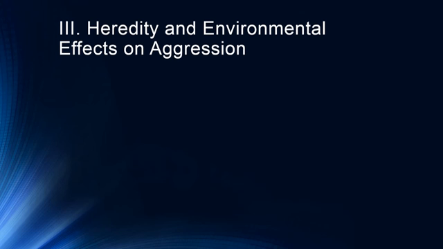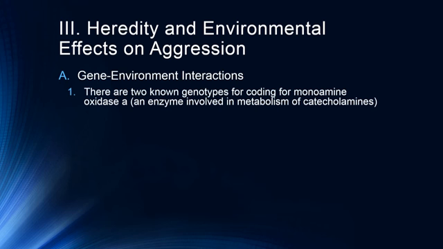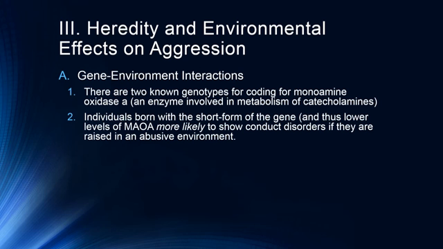Finally, I wanted to highlight a couple of issues in this question of heredity and environmental effects on aggression. There are certainly some gene-environment interactions, and I simply wanted to provide you with one illustration. There are two known genotypes for coding monoamine oxidase, which is something we've talked about previously, and this is monoamine oxidase A, so it's MAOA, which is an enzyme involved in metabolism of catecholamines like dopamine and serotonin.